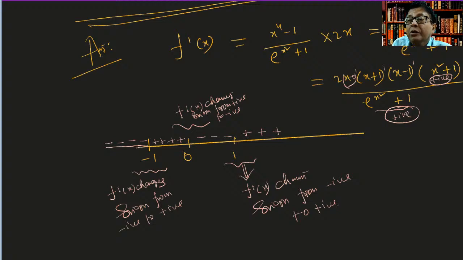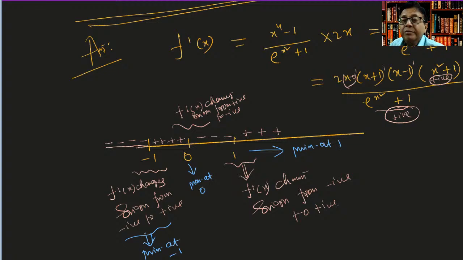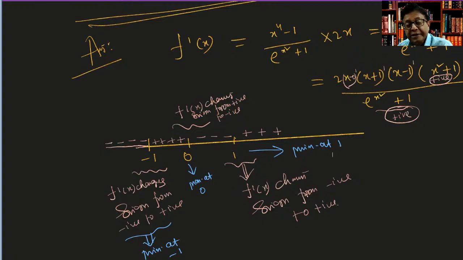Where does minimum occur? Minimum occurs at -1. Minimum at -1. What about this point? Changes sign from positive to negative. Maximum at 0. And here again minimum at 1. Don't take the risk of second order derivative. It's too long to decide. First order derivative is of great help here. Hope you have understood the sum.